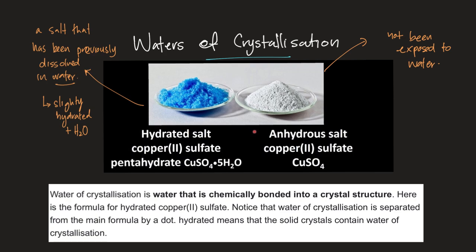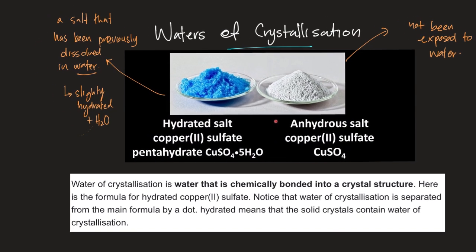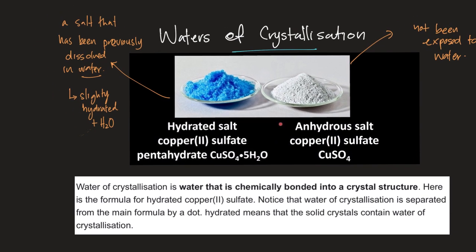We are going to do calculations based on what happens when I do have a hydrated salt. What we call that is waters of crystallization. Water of crystallization is water that is chemically bonded into a crystal structure. Here's the formula of hydrated copper 2 sulfate up here. Notice that the water of crystallization is separated from the main formula by a dot, and we can see that dot over there.